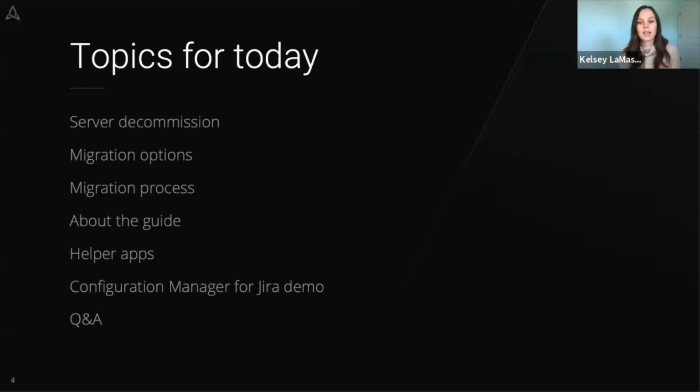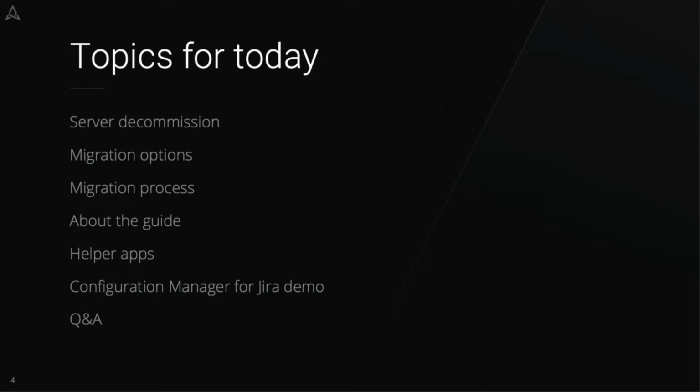So for our talk today, we'll start by examining the migration options and how to make important migration decisions. Then we'll discuss the different migration phases at a high level. And I'll talk about what's in our migration ebook that we created in collaboration with Rachel Wright. So yeah, we're going to talk about server decommission today, as well as migration options and process. We'll talk about our migration guide, some apps you can use to help you with migration, as well as we'll go into a demo of Configuration Manager for Jira.